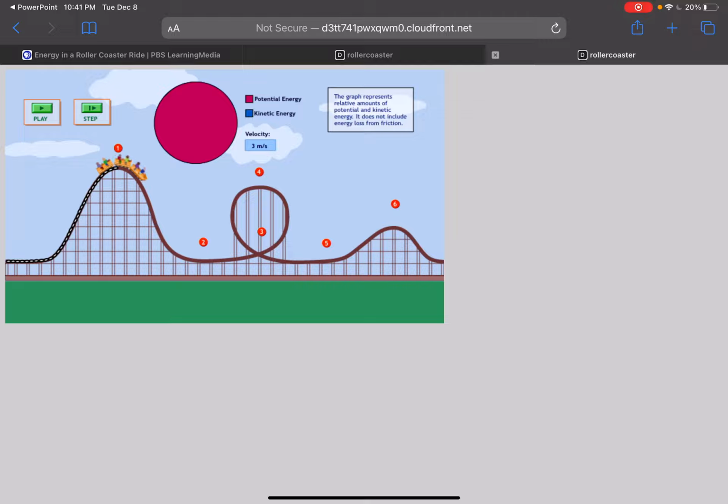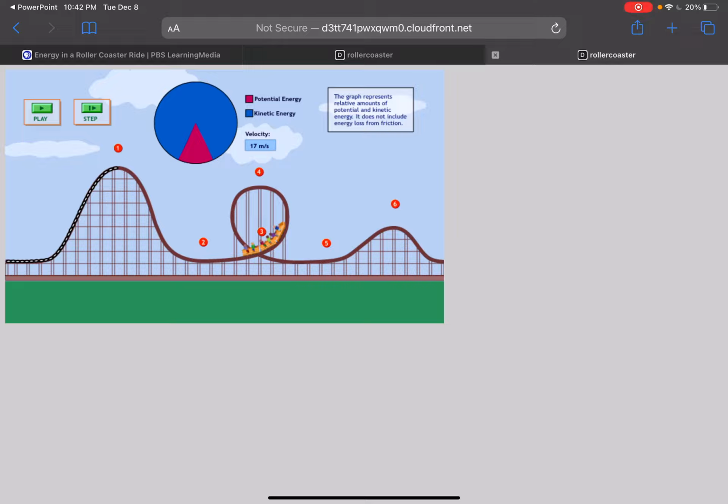And then as we start dropping, again, most of it is kinetic energy. We barely have some potential energy. And then velocity is 20 meters per second, which is quite fast. I'm sure that's why we all freak out when we're on a roller coaster. And then as we reach step 3, we're again gaining some height, but we also have mostly kinetic energy because we're still moving really fast.